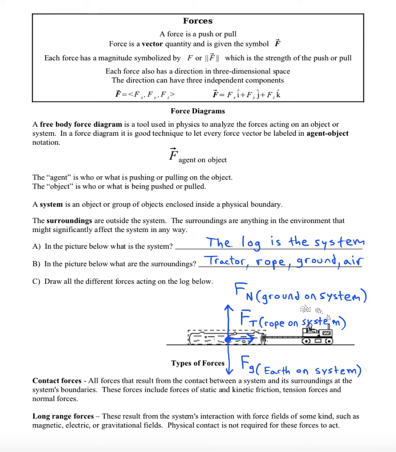Okay, that's three forces. Are there any other possibilities here? There could be other things as well. There could be, for example, air resistance. There could be friction. We don't know how much friction or air resistance there may be. But I'll go ahead and draw the direction that friction would act if there was any. Friction will want to stop the log from moving forward. It'll push in the backward direction. And friction gets the letter F. And again, it'll be the ground on the system.